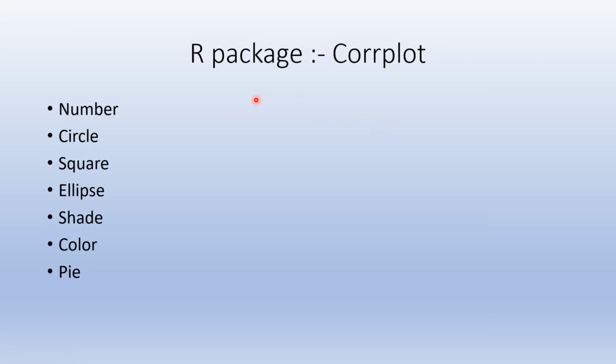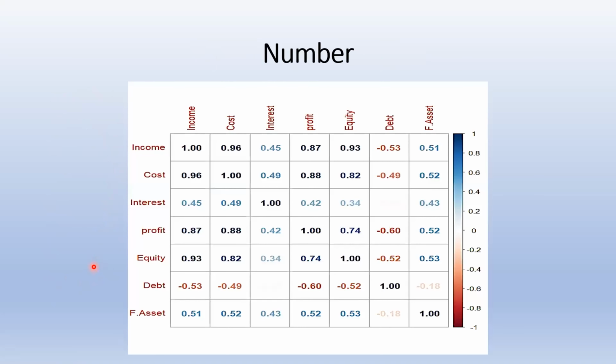Now the R package has 7 different methods for Corrplot visualization. The first method is number, second method is circle, third method is square, fourth method is ellipse, then shade, color, and pie. So there are 7 methods for data visualization. Let us start with the first method, that is number.